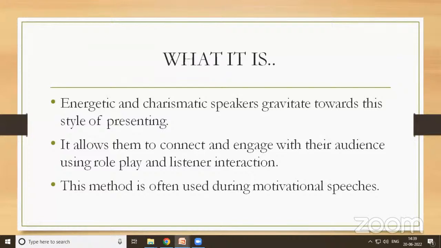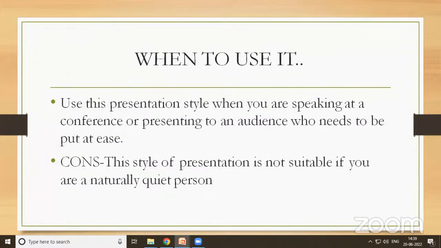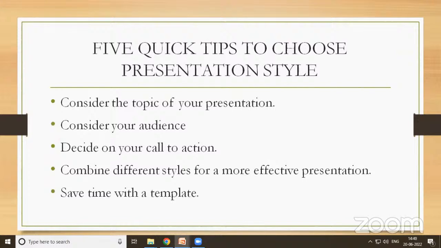This presentation style is great for speakers who are highly enthusiastic about their topic. They are often excited to teach their audience, which makes them more excited to engage and connect with them. This method is often used during motivational speeches. The coach presentation style is for energetic and charismatic speakers. This presentation style works best if the presenter doesn't need to get into details. The cons of coach style presentation: this style of presentation is not suitable if you are a naturally quiet person.